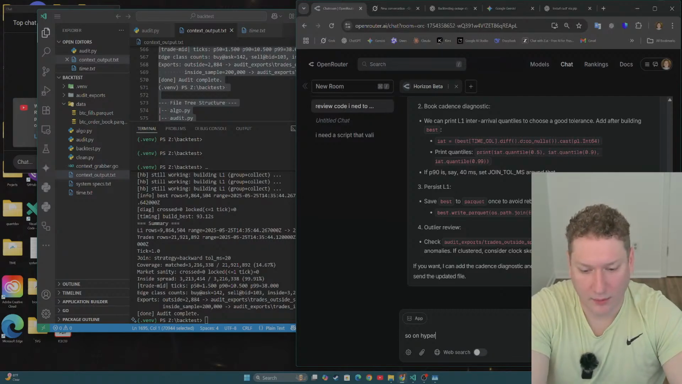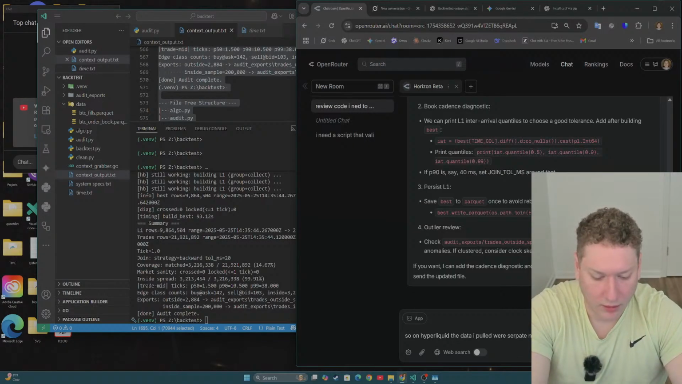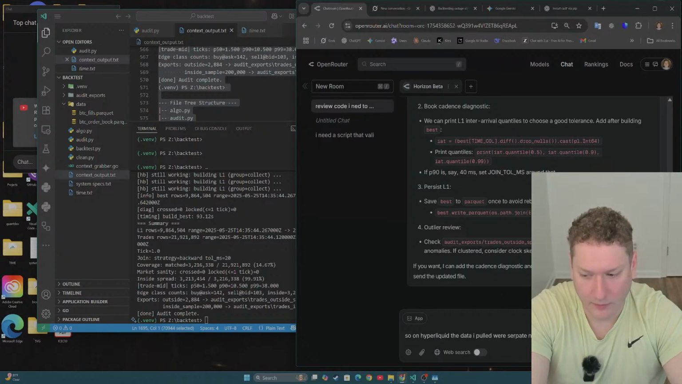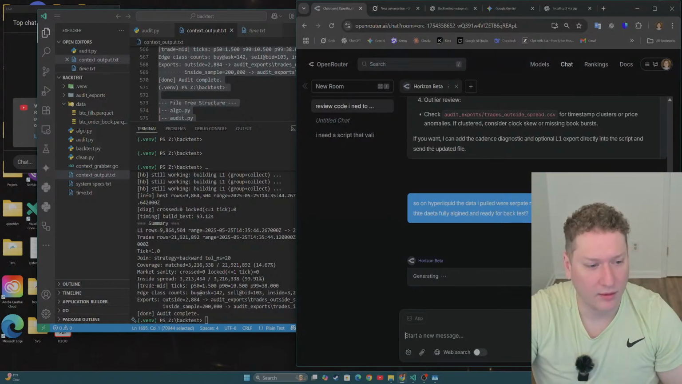So on Hyperliquid, the old node fills and order book data, how can we get the data fully aligned and ready for backtest?